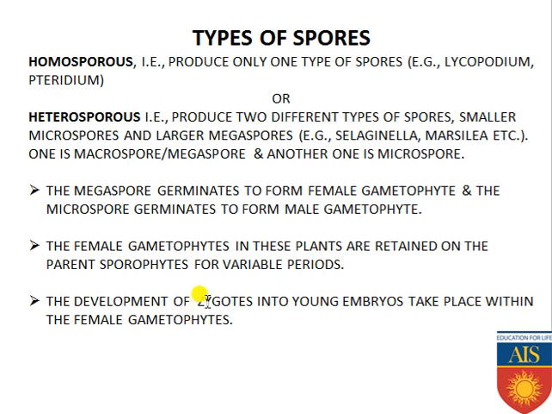That means on the parent sporophyte, within the female gametophyte that is present, the zygote formation and the further development of the zygote into an embryo, the entire procedure, takes place. So this is the types of spores. Based on that, the classification of pteridophytes into homosporous and heterosporous, and after that how the gametophytes take birth and how those gametophytes produce the zygote and embryo, is told in this slide.